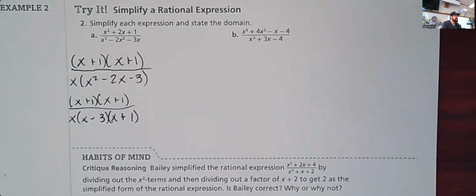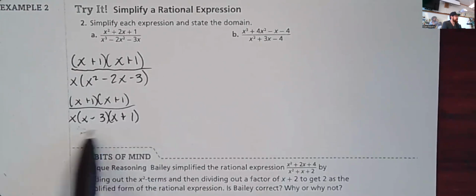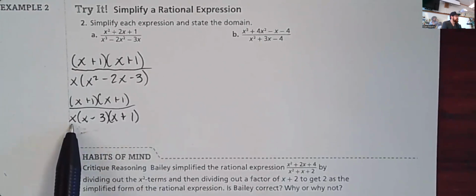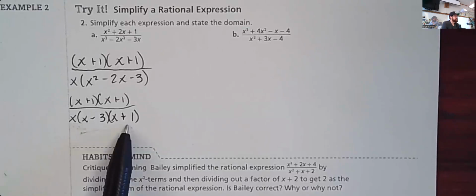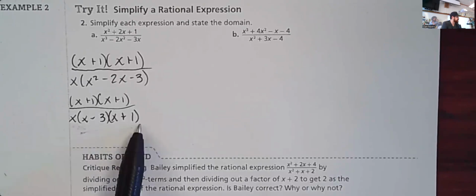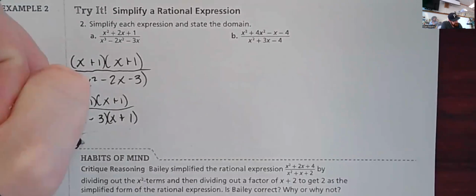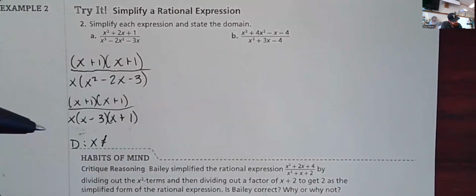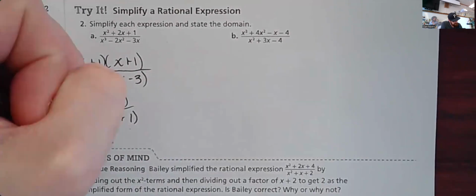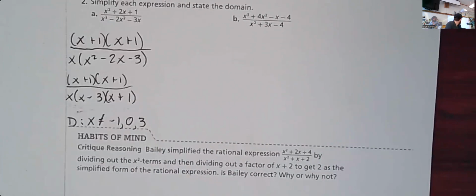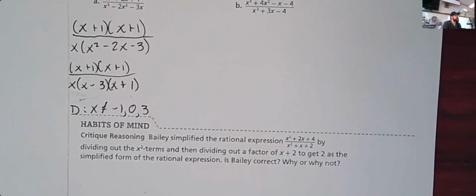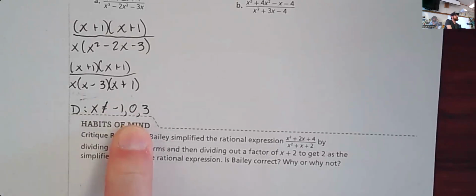So our domain is calculated here before we cancel anything out. So x cannot equal 0, x cannot equal 3, and x cannot equal -1. Those are the three values for x that make this denominator equal to 0. So we'll go ahead and write that in. We'll say domain, x not equal to, from least to greatest, -1, 0, 3. So those are our values of the domain that cannot work. Everything else works though. It's all real numbers except for those three. That's the domain.